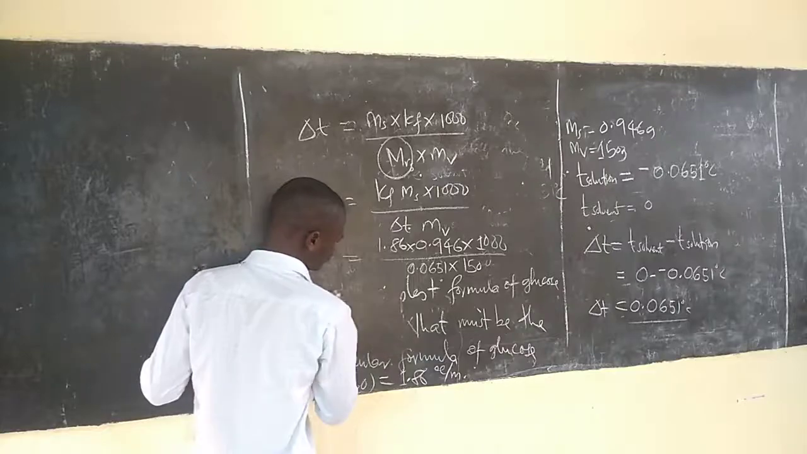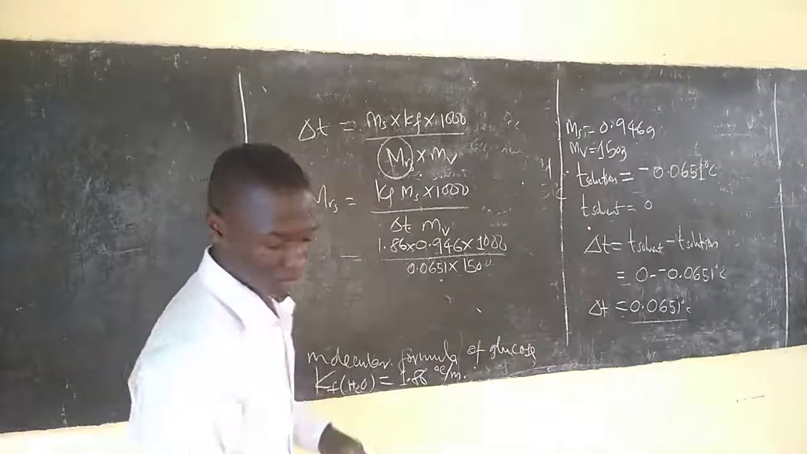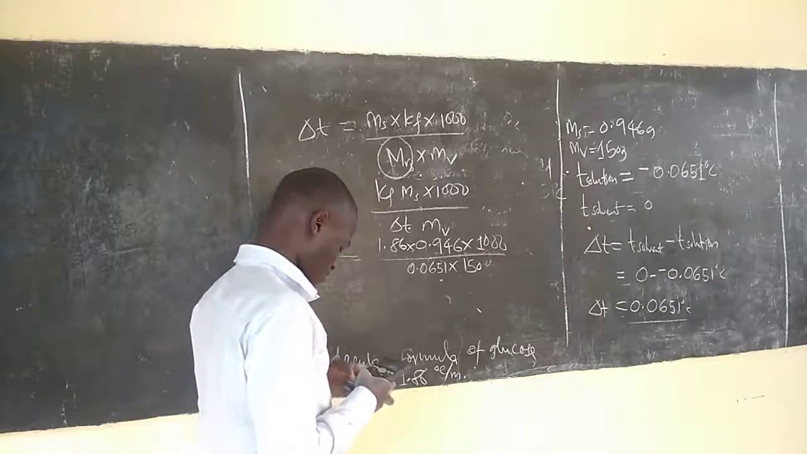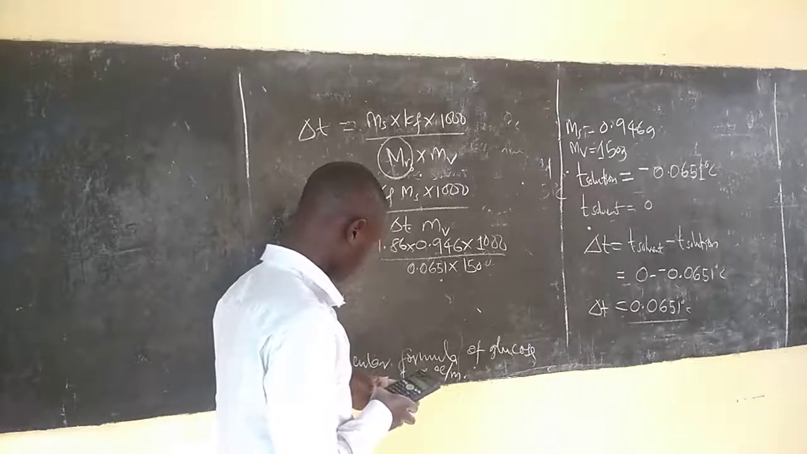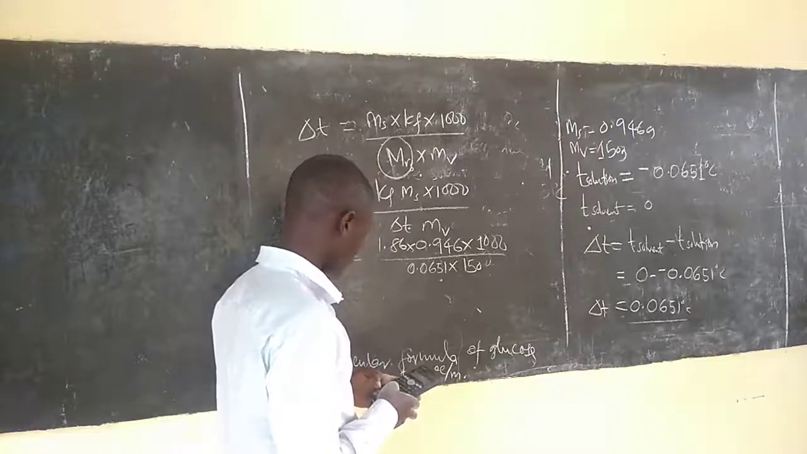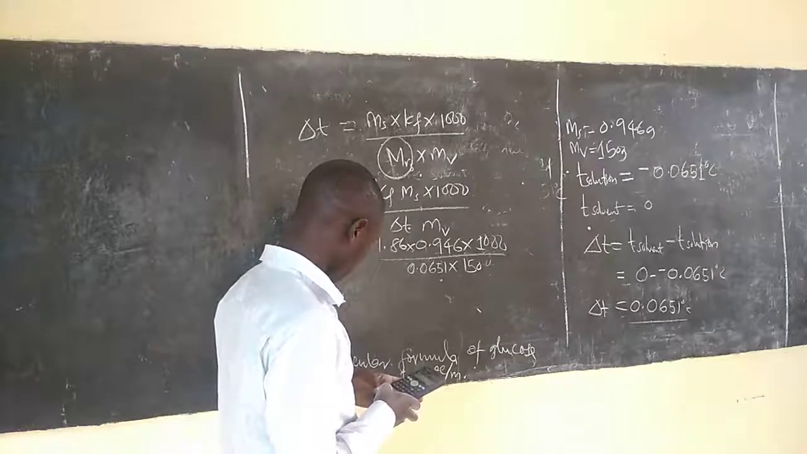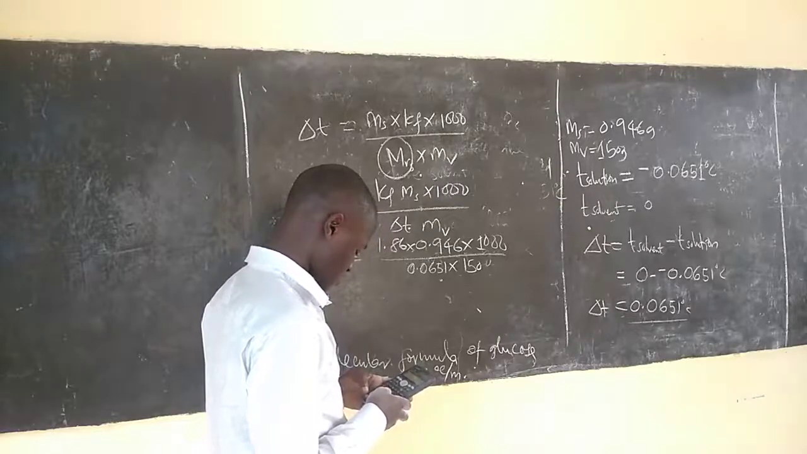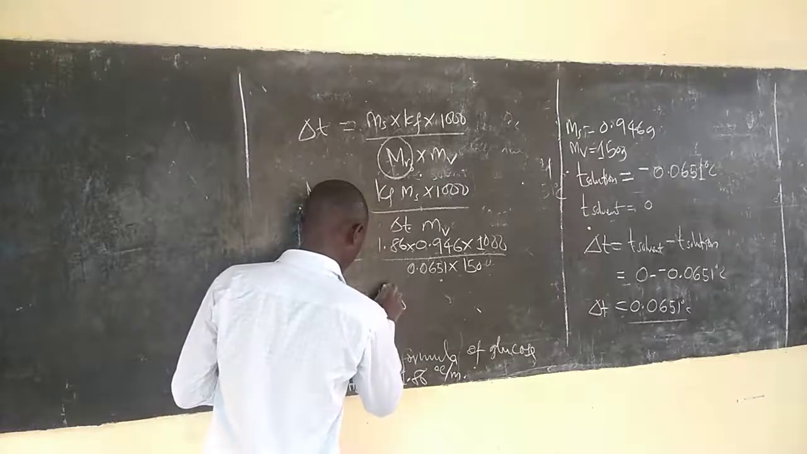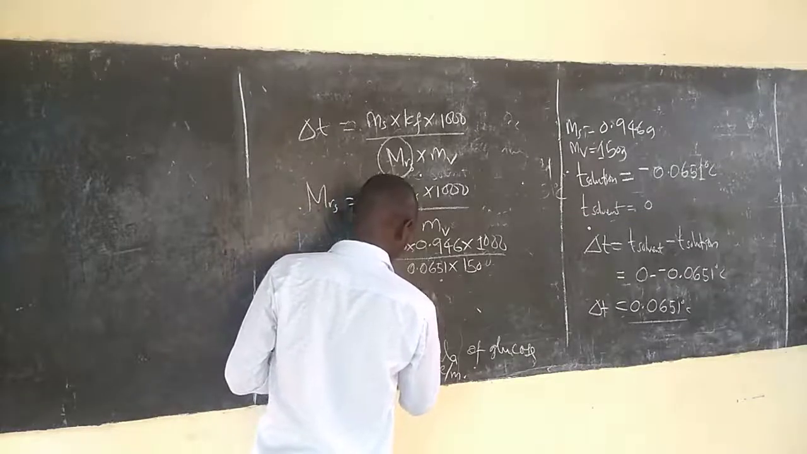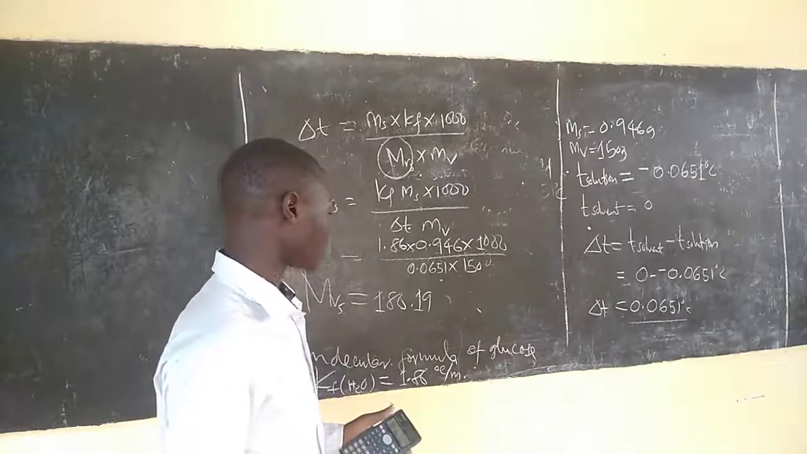So from there we have 1.86 times 0.946 times 1000 divided by 0.0651 times 150. We will get 180.19. This will be the molecular mass of glucose.